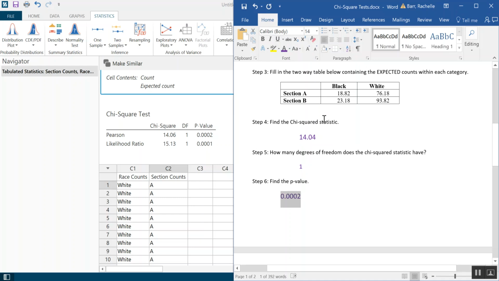Okay, so we found our p-value. Now you might look at this and be like, I don't know, not accurate enough, I want to know more. If that's the case, there's ways you can get a more accurate p-value since you know the chi-square and you know the degrees of freedom. Let me show you how you do that.